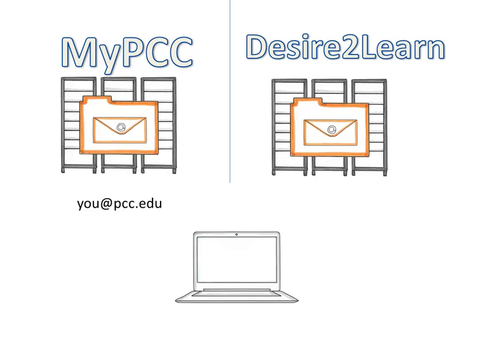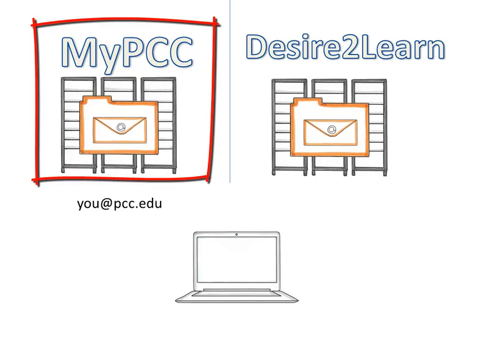As a PCC online student, you have access to two separate college email systems. It is important that you check both email accounts regularly. When you are admitted to PCC, the college assigns you an email address that you can access by logging into your MyPCC account. This email will be used for official college communications from many different departments.